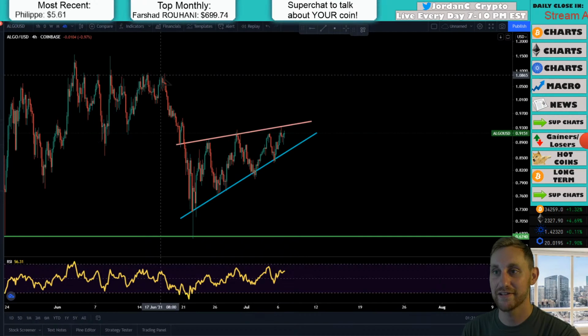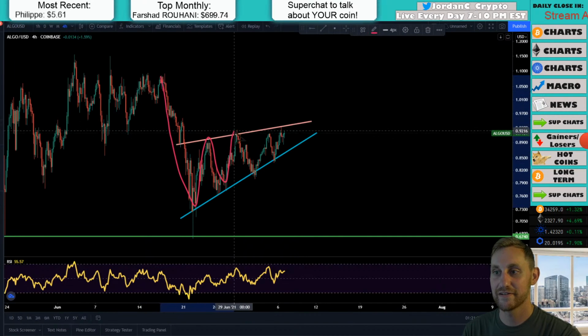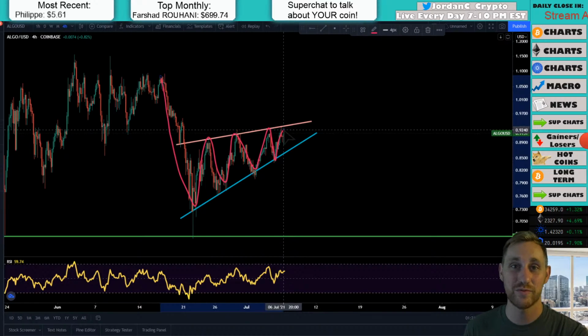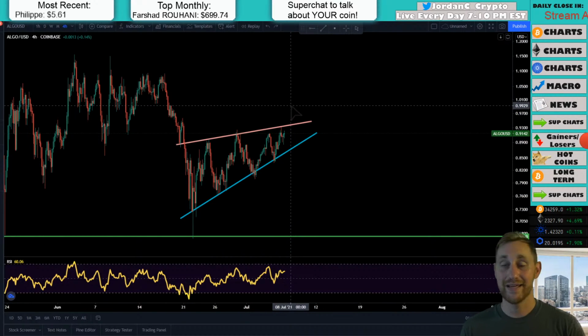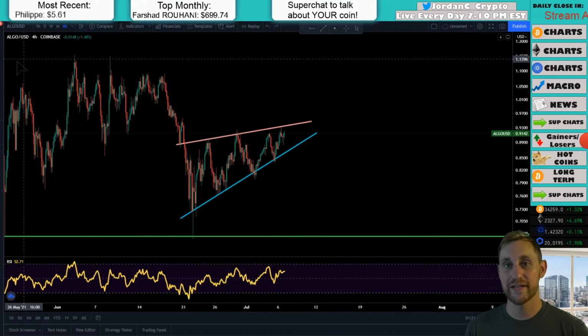All right, Algo, you're coming down here. You've got a rising wedge, and we're either seeing these coins in rising wedges or rising channels, both bearish patterns. This should break down to the downside based off typical technical analysis, but as we've seen, a lot of other altcoins break to the upside, right?